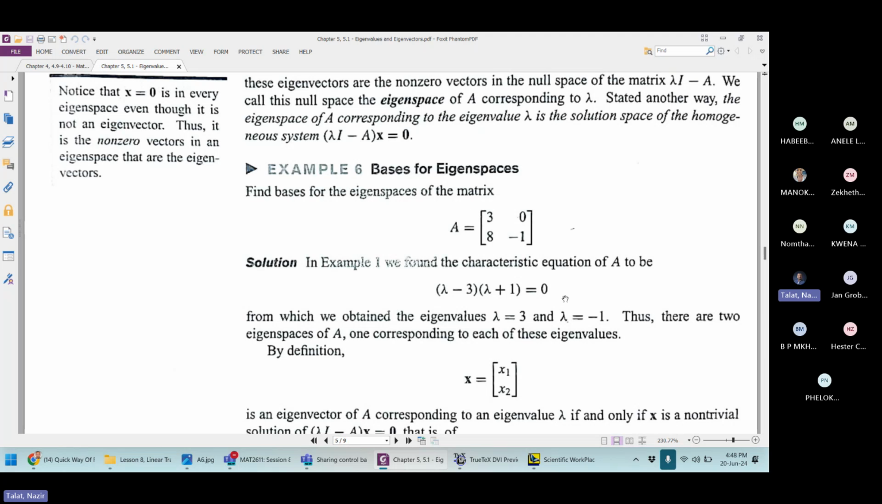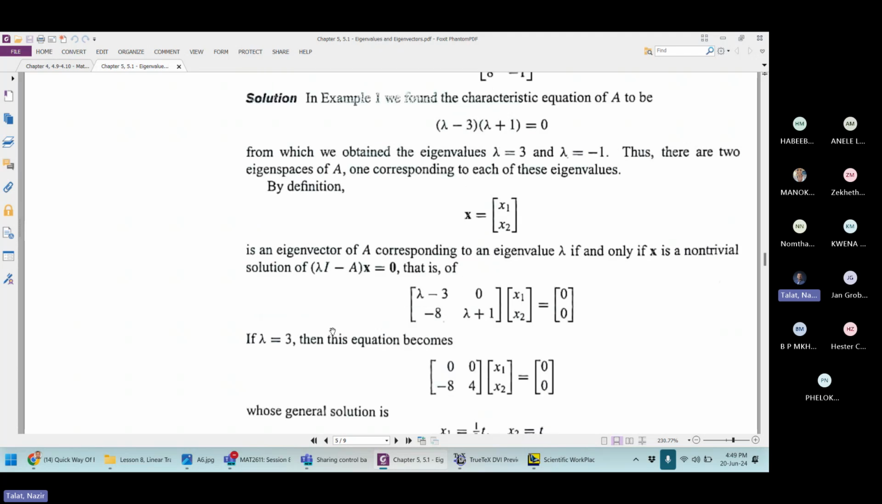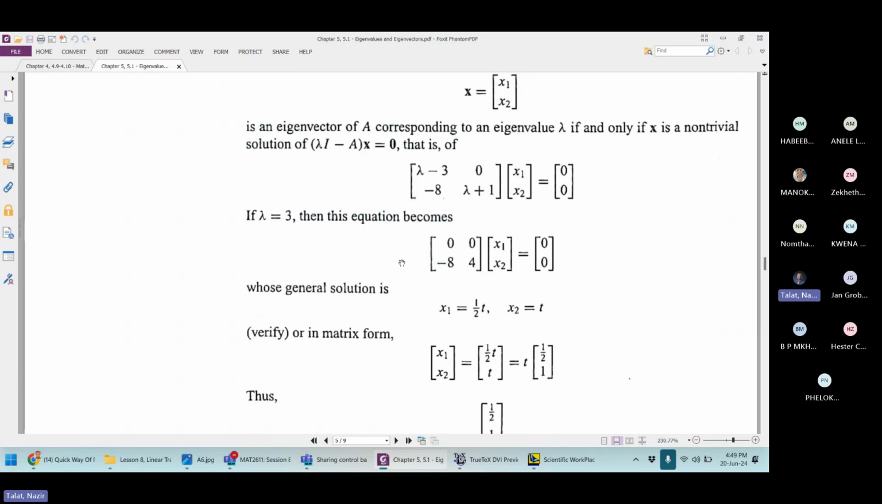So all those x make one vector space. This is called the eigenspace, and that eigenspace has some basis, and that basis we call an eigenvector. That eigenvector is also called the eigenvector corresponding to the given eigenvalue lambda. For example, as you see, 3 is the first eigenvalue. So if you put 3 over here, then this system becomes in this form. Then from this homogeneous system, we just solve it.